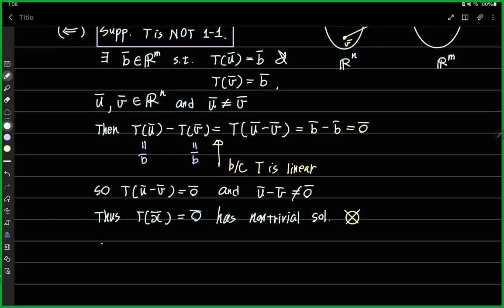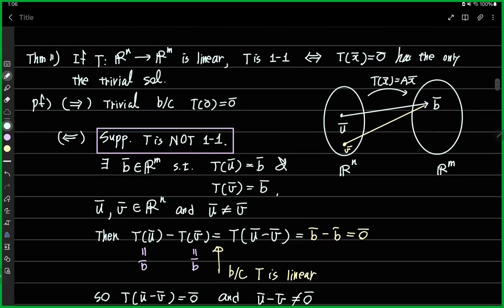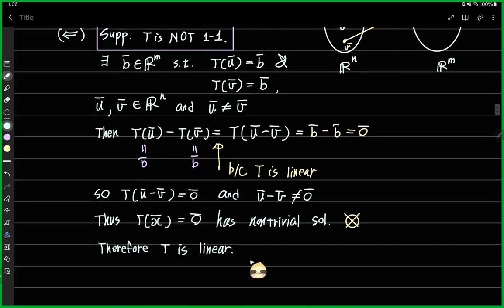So therefore, T must be 1 to 1. So the proof is done. Okay. So here, the proof is done. Yeah. So keep this in mind.